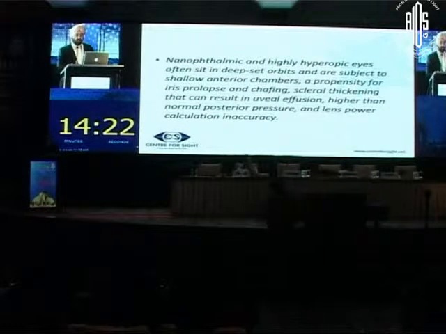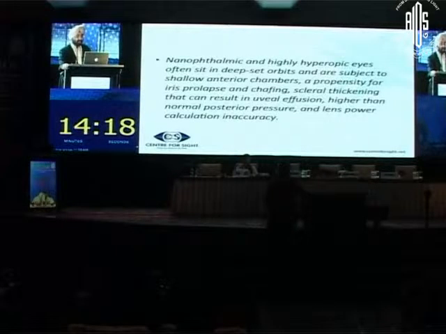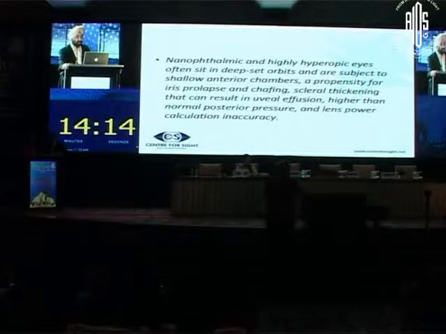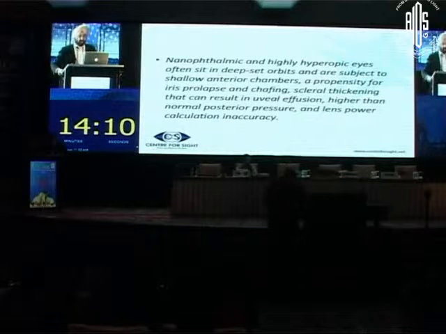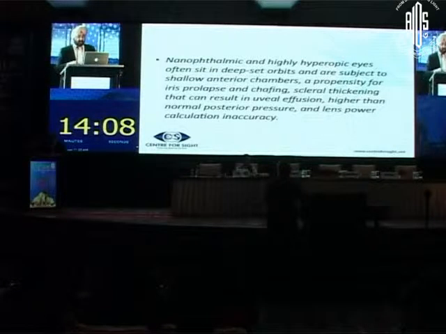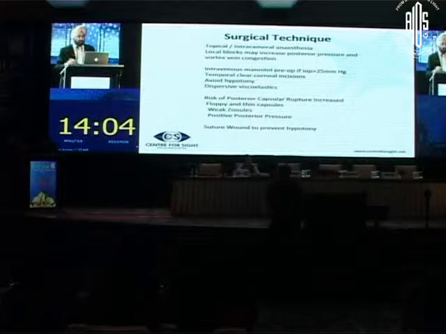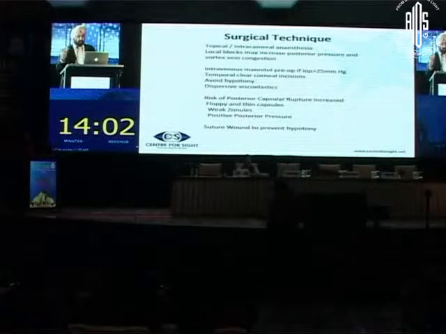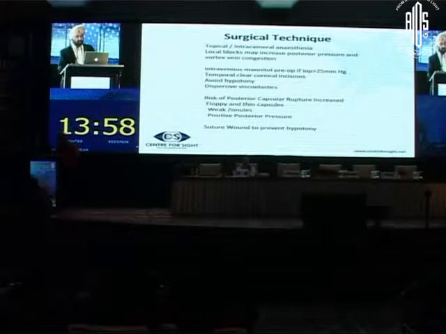Now, a nanophthalmic eye is also usually highly hyperopic and has deep set orbits, and therefore it is subject to shallow anterior chamber. So this also has a propensity for iris prolapse and chafing, and lens power calculation is often a problem. Ideally you could do it under a block, but if you want you could do it under topical. If the pressure is high, you need to give intravenous mannitol before.